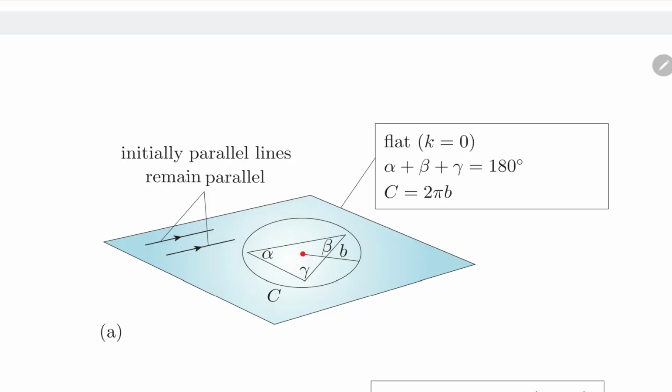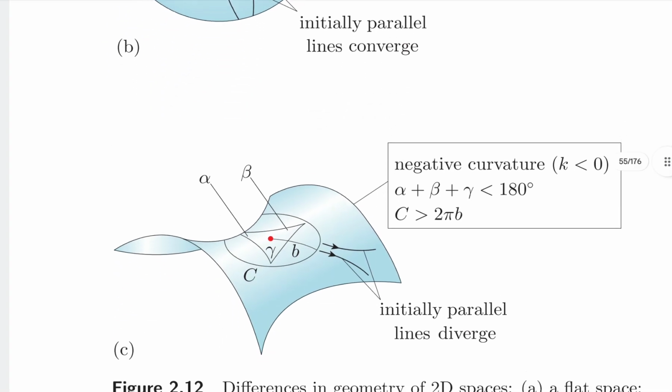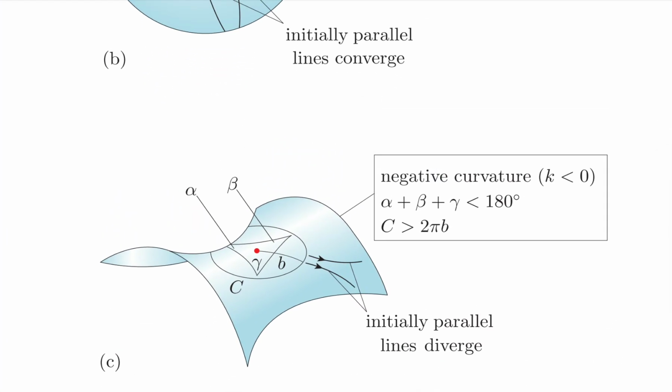Scenario A, flat, where k equals 0: initially parallel lines remain parallel, the angles of a triangle add up to 180 degrees, and the circumference of a circle equals 2πr, or 2πb instead of r. Scenario B, positive curvature where k is greater than 0: the angles of a triangle are greater than 180 degrees, the circumference of a circle is less than 2πb, and initially parallel lines converge. Scenario C, where negative curvature k is less than 0: the angles of a triangle are less than 180 degrees, the circumference of circle C is greater than 2πb, and initially parallel lines diverge.